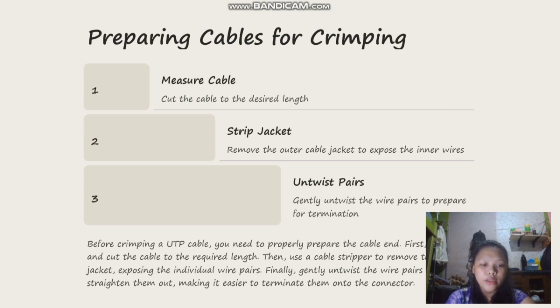Before crimping a UTP cable, you need to properly prepare the cable end. First, measure and cut the cable to the required length. Then, use a cable stripper to remove the outer jacket, exposing the individual wire pairs. Finally, gently untwist the wire pairs to straighten them out, making it easier to terminate them onto the connector.